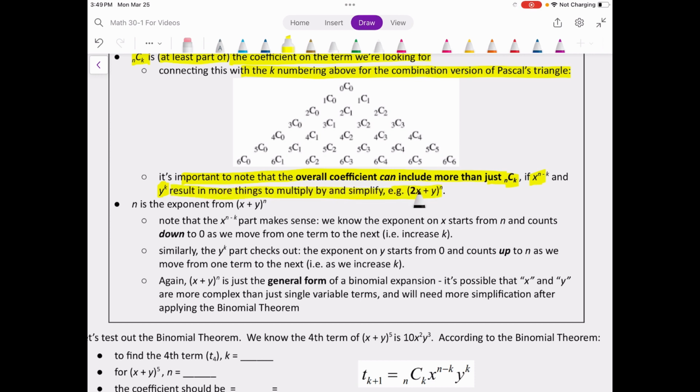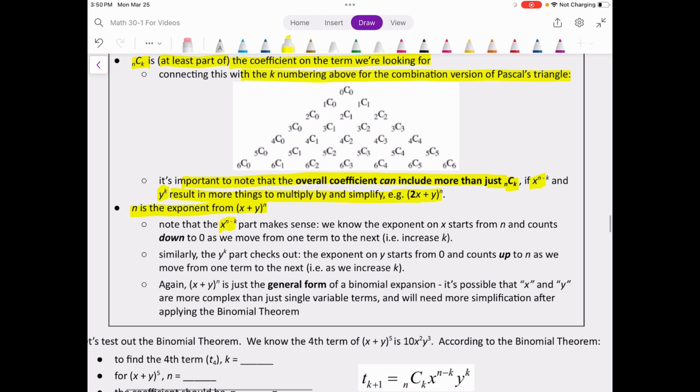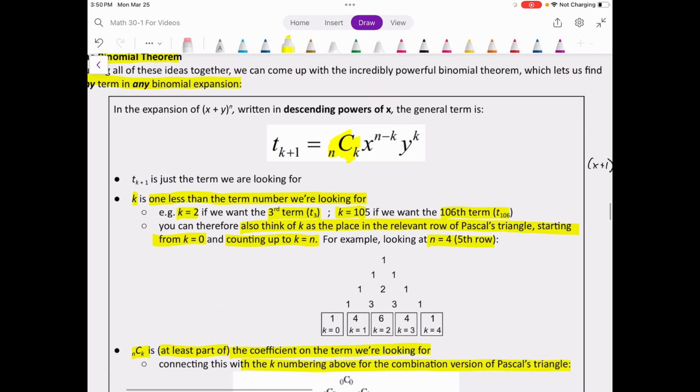So for example, in 2x plus y to the power of n, that 2 is going to play a role as well, right? If we square 2, we get a 4 involved now, that kind of thing. N is just the exponent from x plus y to the power of n. Now, again, note this x to the n minus k part.